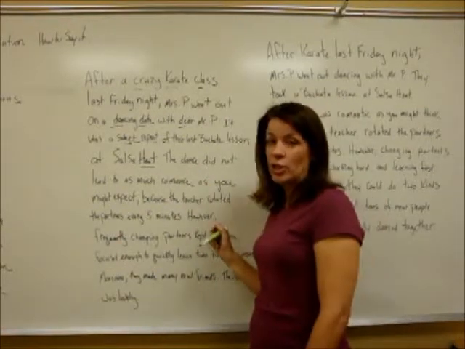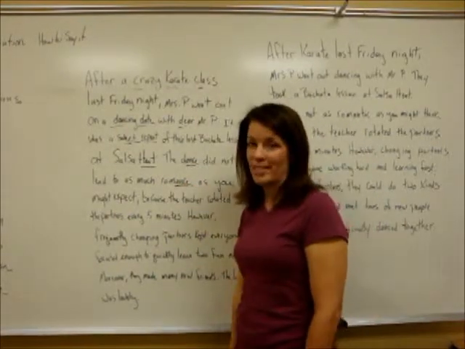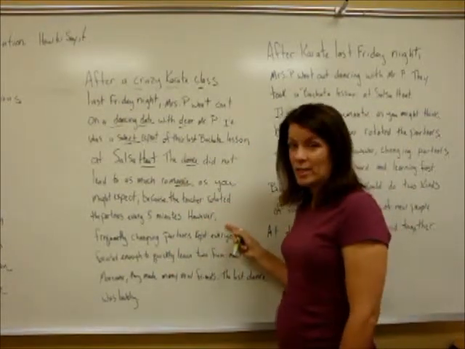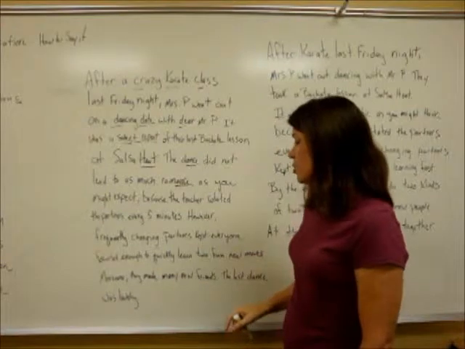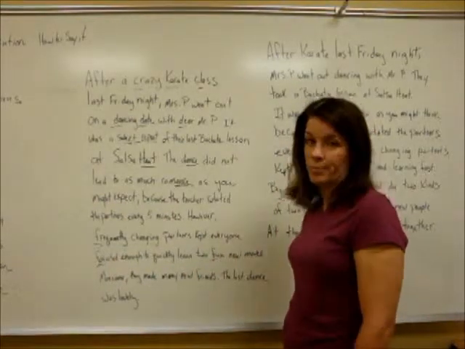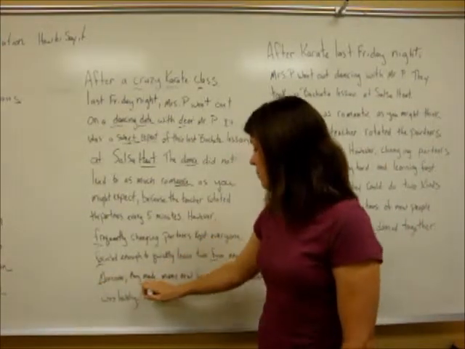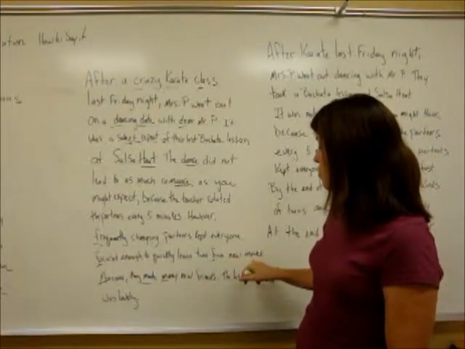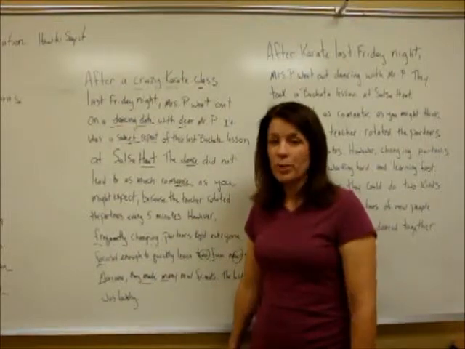The dance did not lead to as much romance as you might expect. So here I have dance, here I have romance. And it's the ant sound that we like here. Because their teacher rotated the partners every 5 minutes. However, frequently changing partners kept everyone focused enough to quickly learn 2 fun new moves. Alliteration. Moreover, they made many new friends. M. The last dance was lovely. I forgot. 2 new moves. This is assonance. Okay? And that's all there is to it.